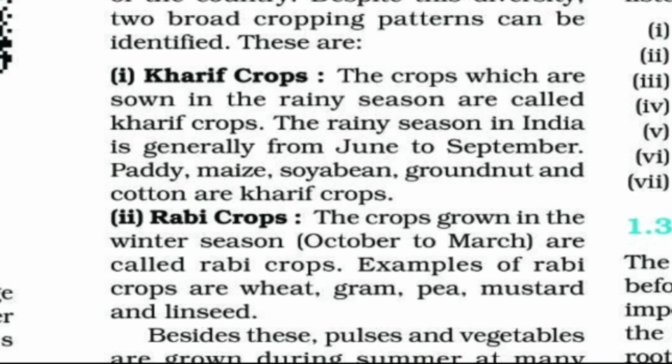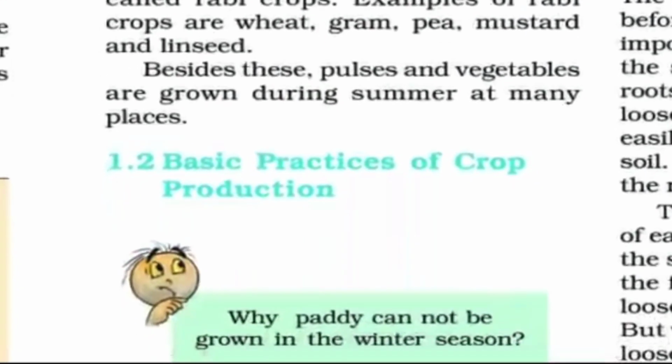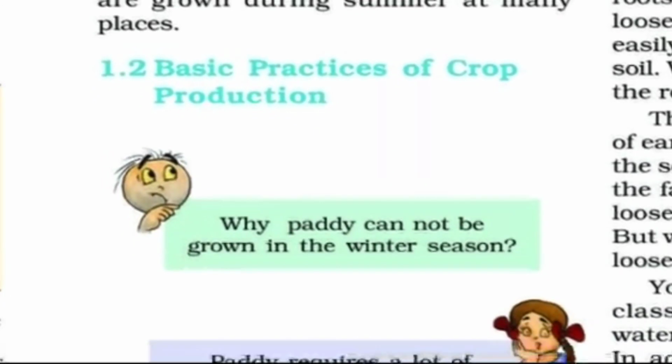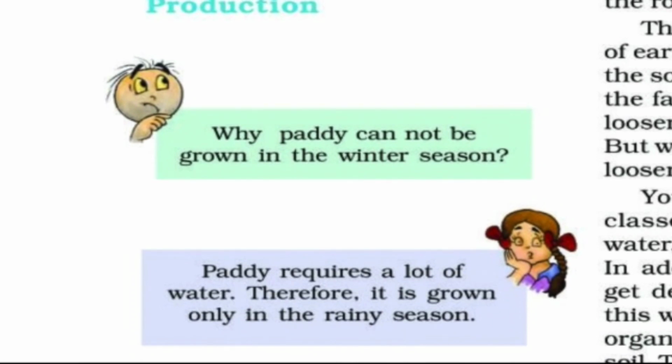Then what do you mean by Rabi crops? The crops grown in the winter season, the months October to March. Examples of Rabi crops: wheat, gram, pea, mustard and linseed. Besides these, pulses and vegetables are grown during the summer at many places. Boojo is asking now, why can't we grow paddy in the winter season? Paddy requires a lot of water, so it is grown only in the rainy season.